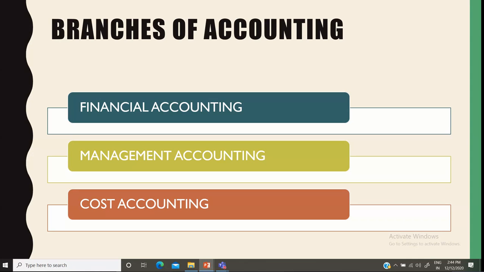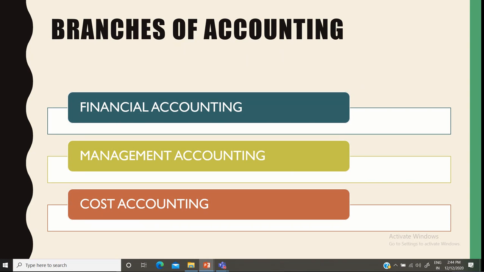So that is known as management accounting. And cost accounting is that, in order to reduce your cost of production, you're going to maintain this cost accounting in your business. So the main purpose, manufacturing related things you are going to consider here.